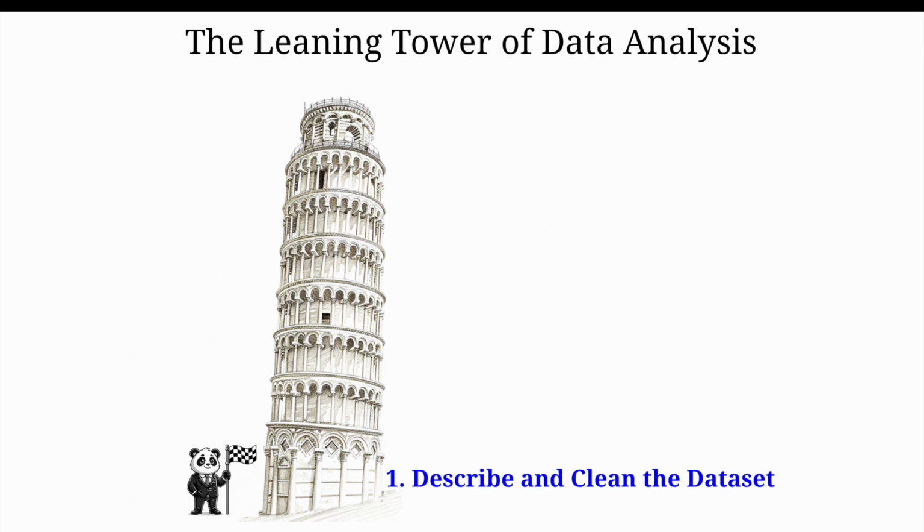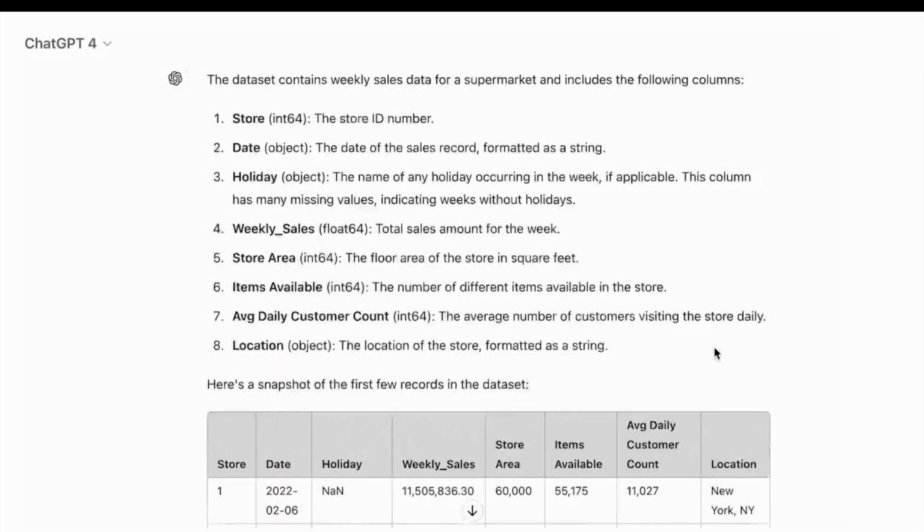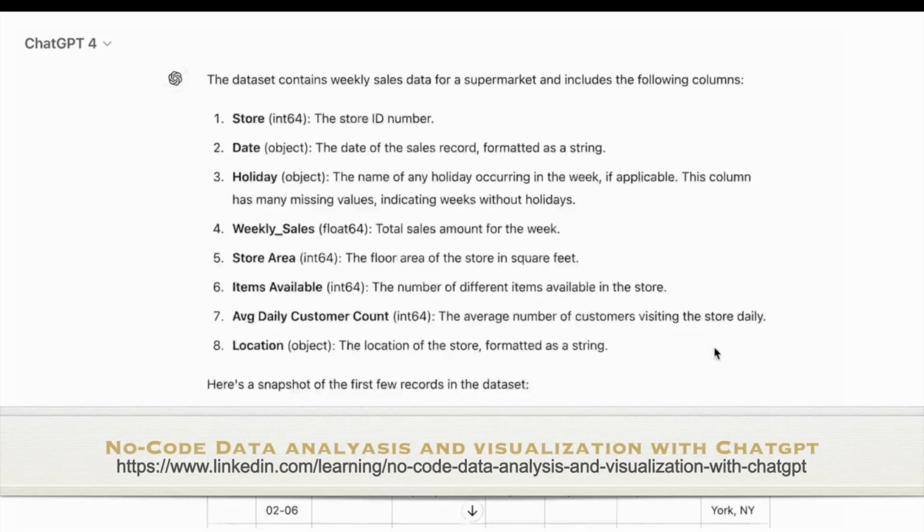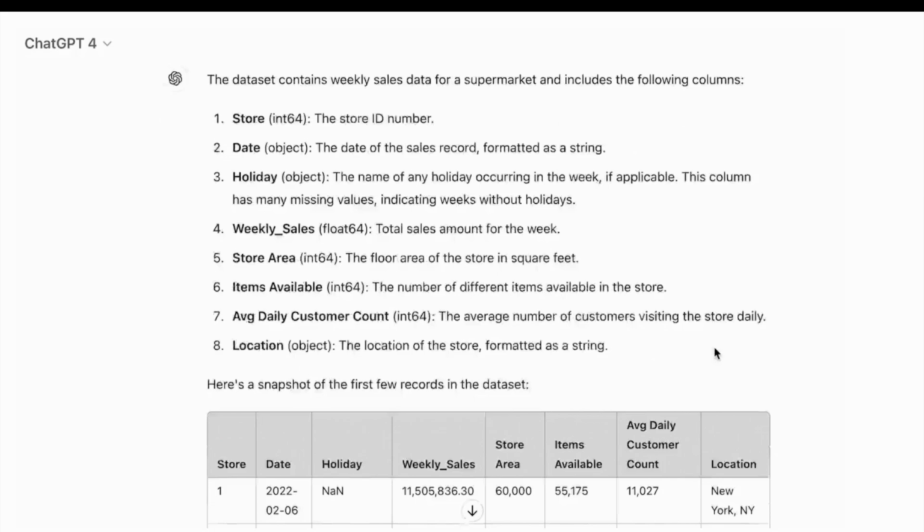The ground floor: describe and clean the dataset. Here, we'll learn how to examine our data closely and identify missing values. Cleaning our dataset creates a solid foundation for all subsequent analyses.